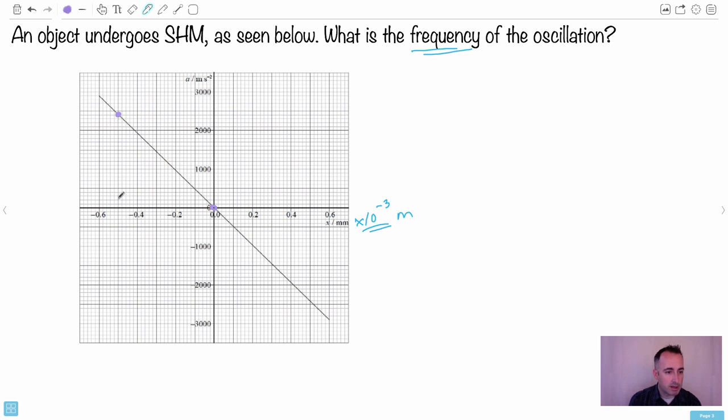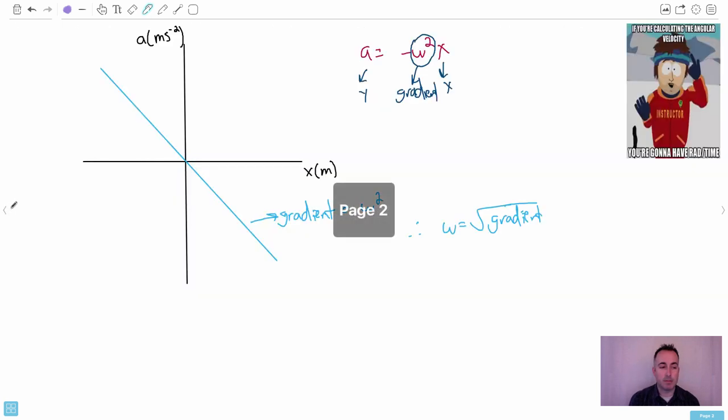Let's see what we do here. This one right here, let's see. To do a gradient, remember, gradient is equal to delta y over delta x. Now keep in mind, I'm going to ignore the fact that it's negative, just because, remember, this really tells me that the gradient is omega squared. Well, the absolute value of the gradient, technically, would be this.